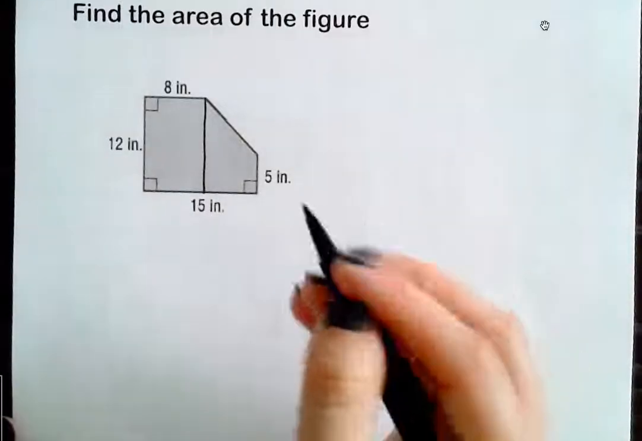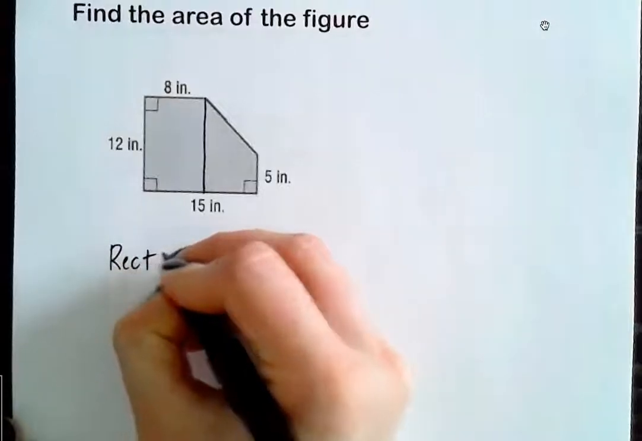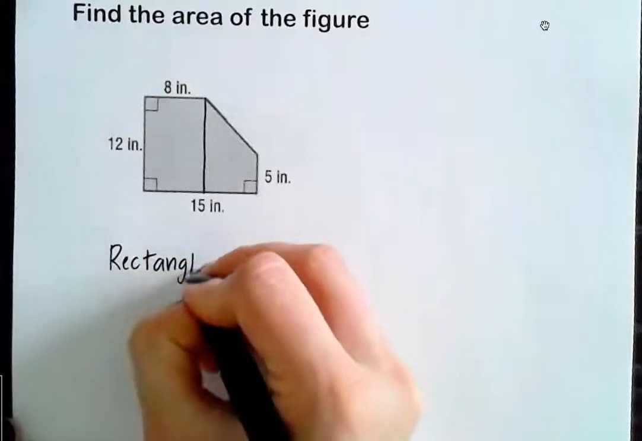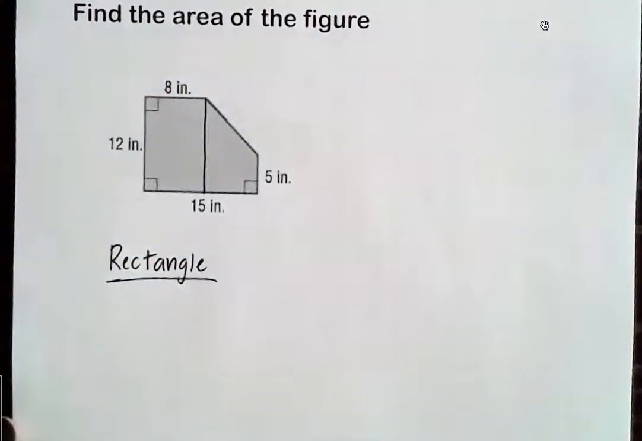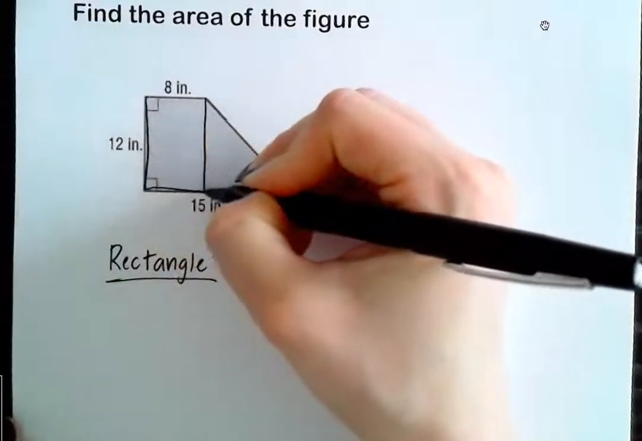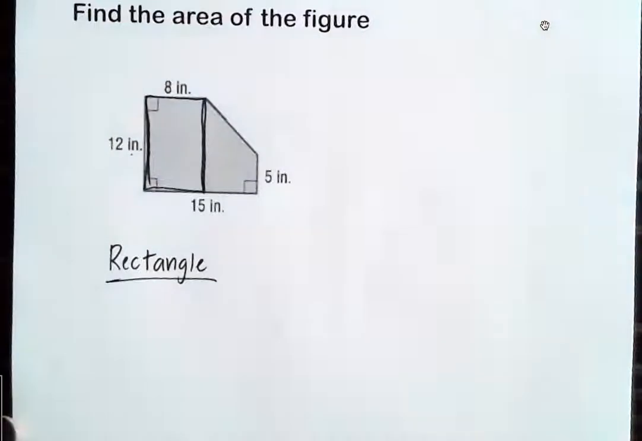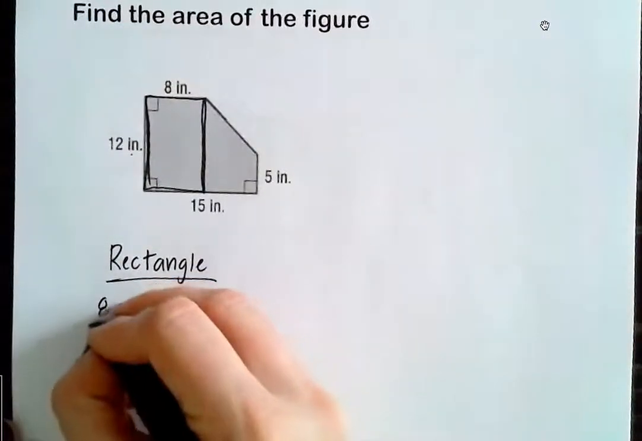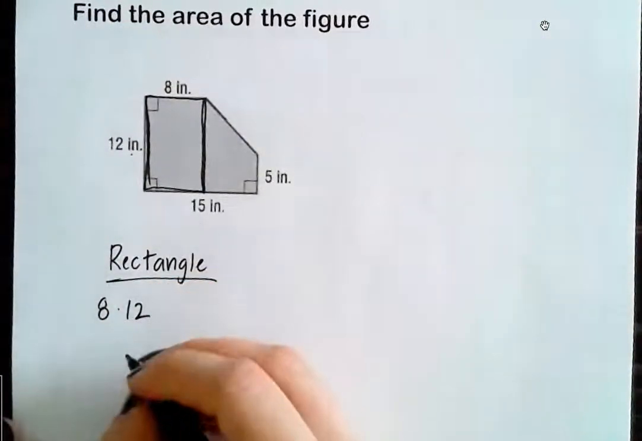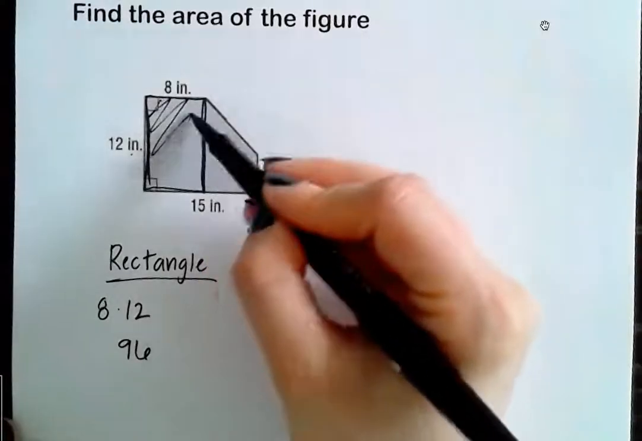So if I want to start with the rectangle, I think it helps if you label it. You do you. Here we go. So if I wanted to find the area of this rectangle here, folks, look. My dimensions are 12 by 8. So 8 times 12, total of 96. So now we just found the area of this guy.